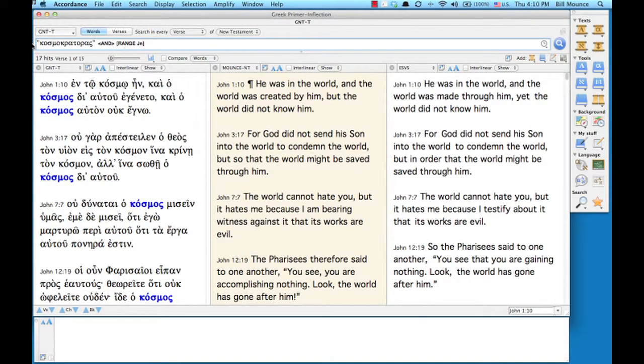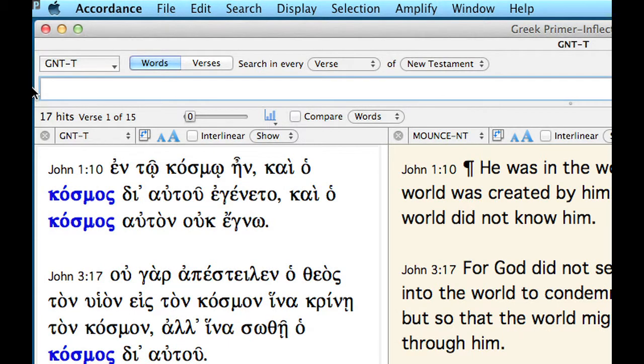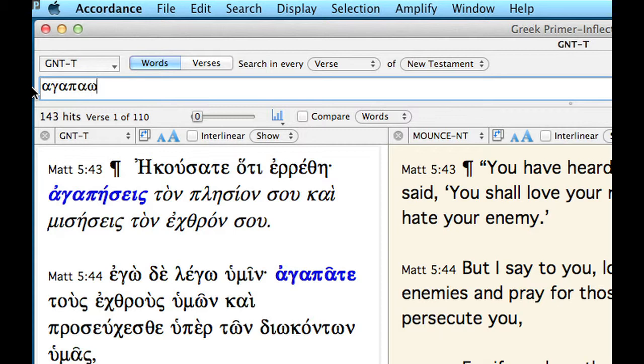Well, let's do this with a verb. So let's go back and select this search box, and then let's type in agapao. A-G-A-P-A-W. The W is the omega. Go ahead and do your search. And you notice that agapao occurs 143 times. And we're searching in the New Testament.